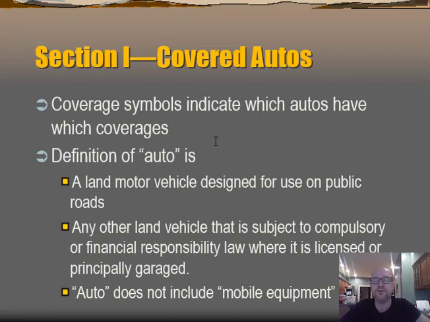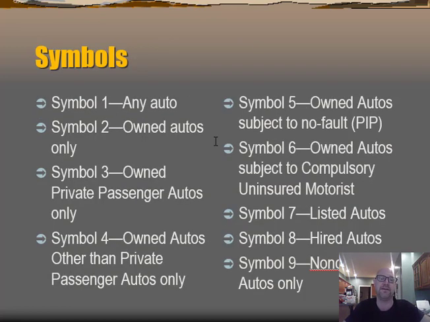But auto does not include mobile equipment. Where do we insure mobile equipment? Right, inland marine, right? So if you had something like a bulldozer, construction equipment, mobile equipment like that, that isn't going to be covered under the auto policy. We've got to get that covered under the inland marine form. That's where we get that.